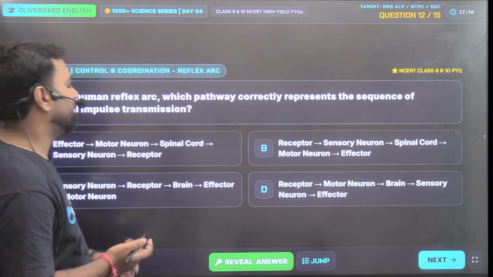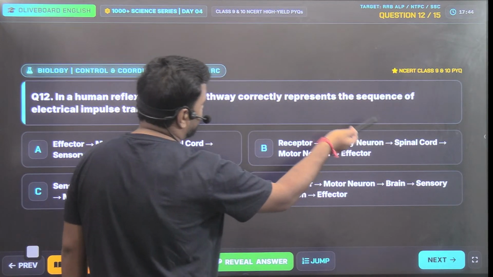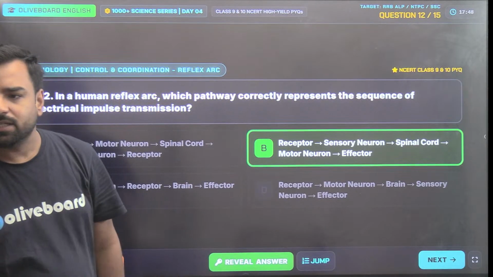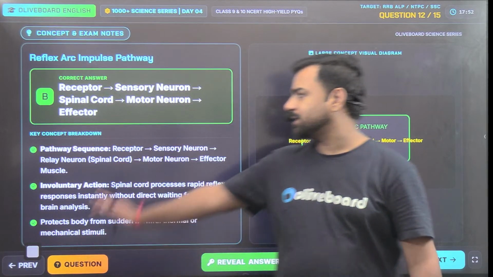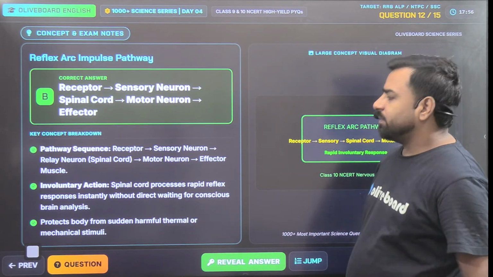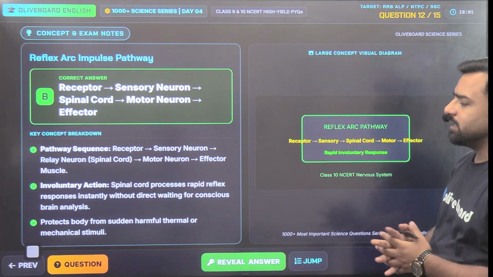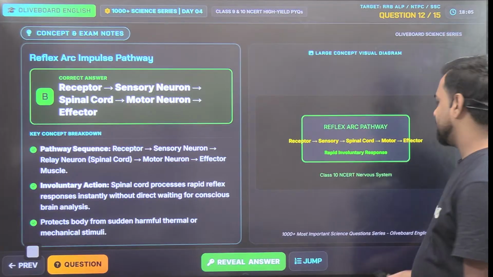So first of all, it will be receptor, then sensory neuron, then spinal cord, which is there in the CNS, then motor neuron, the effector. So yes, B is the correct answer. Ankita, this time the answer will be B. So here's the explanation. So spinal cord processes rapid reflex responses instantly without direct waiting for conscious brain analysis. It protects body from sudden harmful thermal or mechanical stimuli.